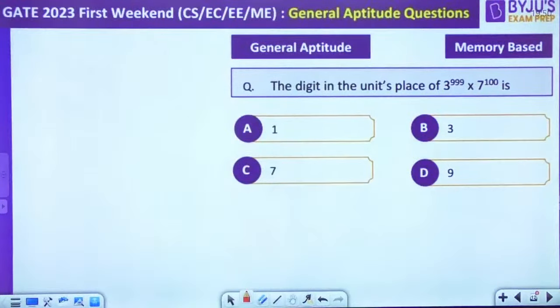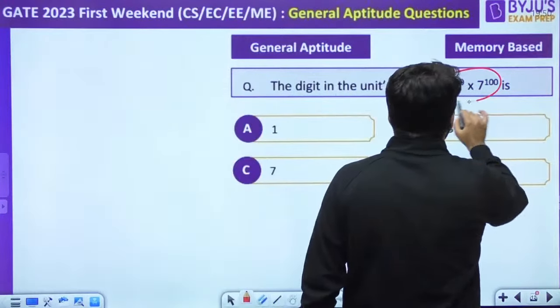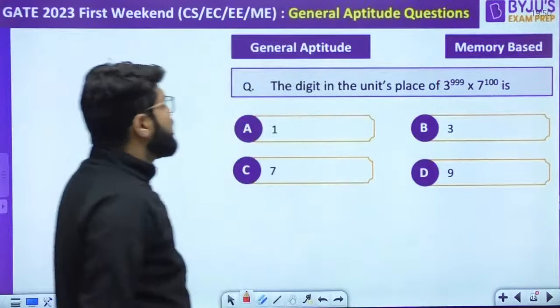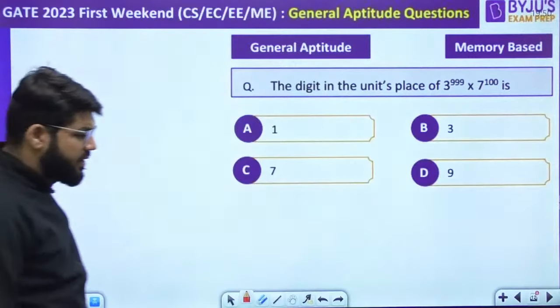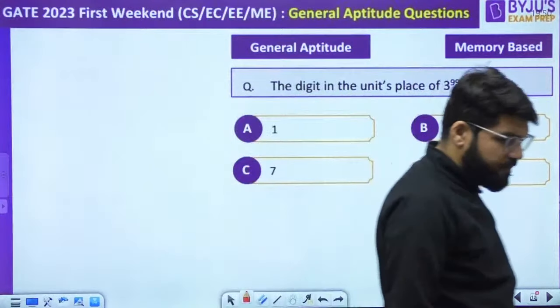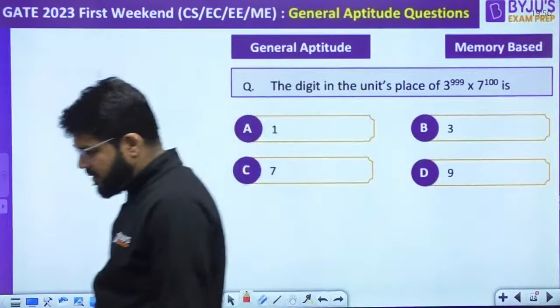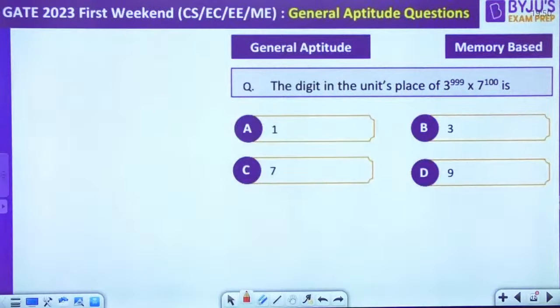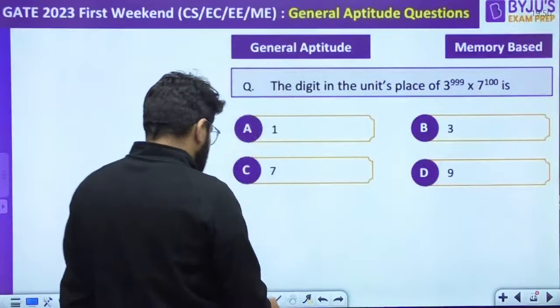Moving to the next question. The digit in the units place of 3 to the power 999 into 7 to the power 100. Guys, simple question.